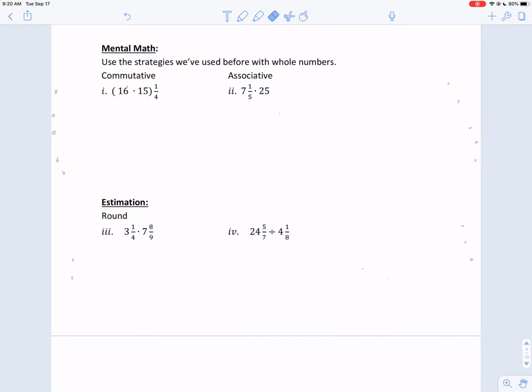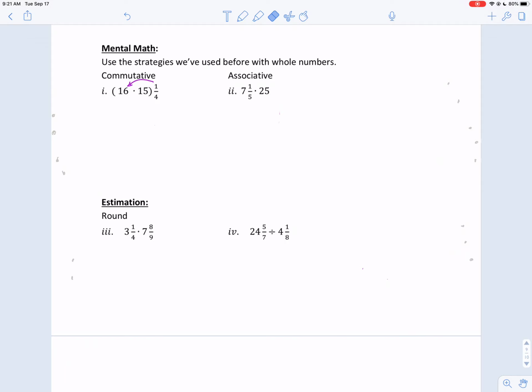In this video, we're going to use some strategies to mentally multiply some fractions together. So this first example, 16 times 15 times 1/4. A lot of students think they have to multiply what's in parentheses first, but notice it's all multiplication, so you do not have to do that.